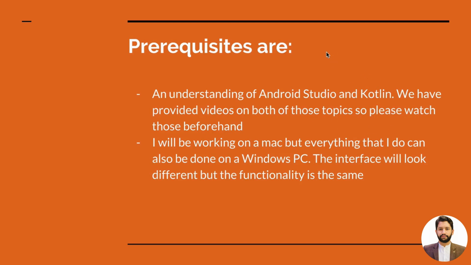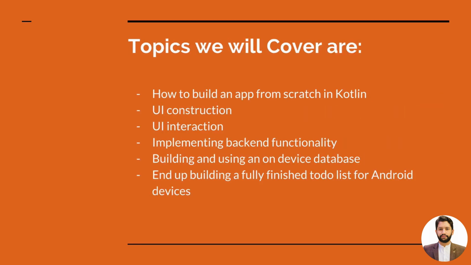Now, I'm going to be recording everything on a Mac, which means that the Android Studio version I'm going to be using is going to provide the Mac interface, but everything that I do here can also be done on a Windows PC. This is the great thing about Android Studio, it can work on both Macs and PCs, and actually the interface doesn't look totally different. So it will look a little bit different, guaranteed, but the functionality will be just about the same throughout. Anything we can do on the Mac with Android Studio, we can do on a PC and vice versa.